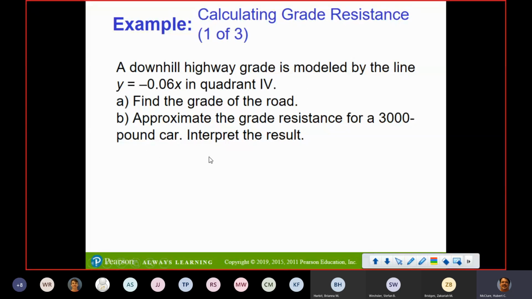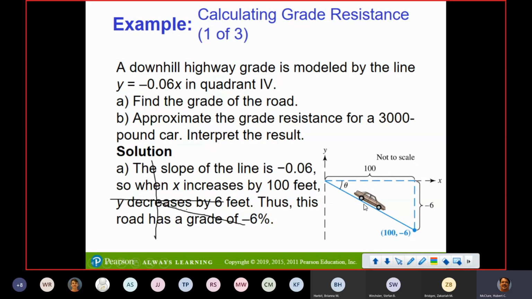So it's a shallow line that looks something like that. I don't have a straight line maker here. So in quadrant 4, for every 1 unit, go down 0.06. So it looks something like that. Find the grade of the road, approximate the grade resistance for a 3,000-pound car. Okay, so there's my drawing. Mine's a little bit off, but there's my drawing.